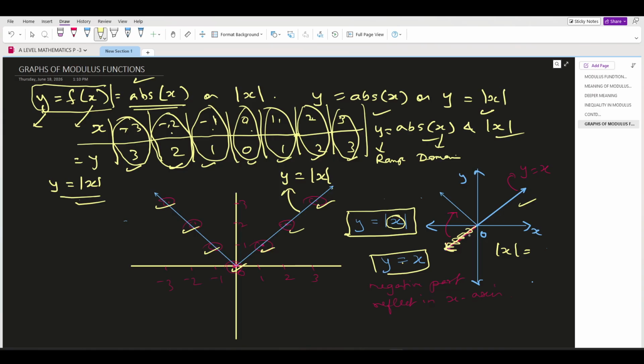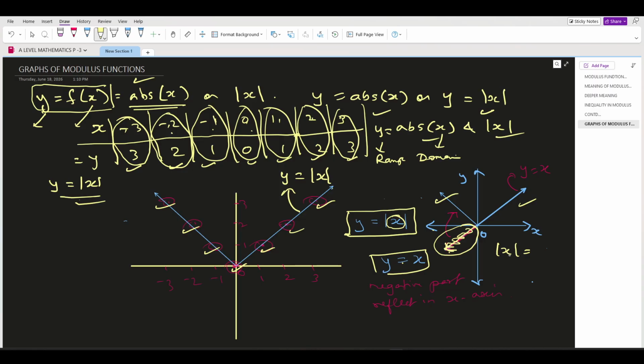But don't only remove it, you take a reflection of that particular part of the graph on the x-axis. So the reflection of this part of the graph on the x-axis will be this. So I have drawn this line. So this and this together will represent the graph of modulus of x. This is the methodology and this is the way you have to understand how a graph is drawn.